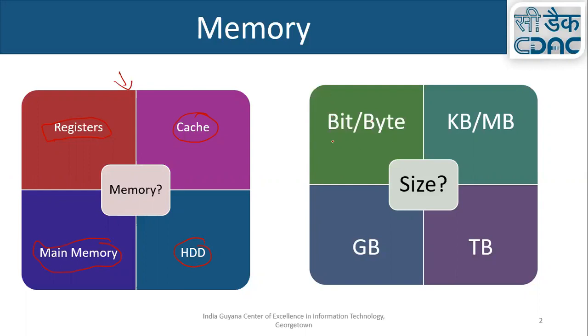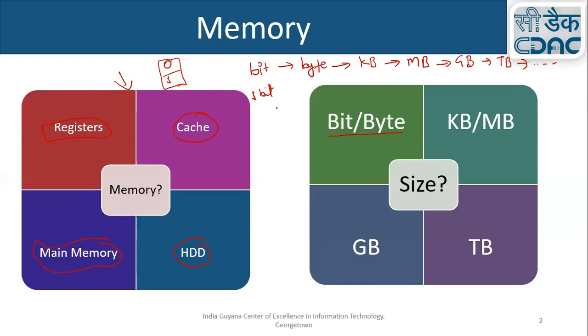Another thing is the size of the memory, bits and bytes. It goes like this: first is the bit, then after bit there is the byte, after byte there is kilobyte, then megabyte, then gigabyte, then terabyte, then petabyte. In the class I already told you that a bit means a switch that can store 0 or 1. This is known as 1 bit, either 0 or 1.